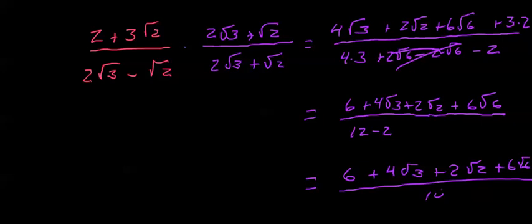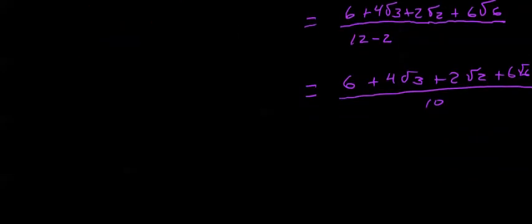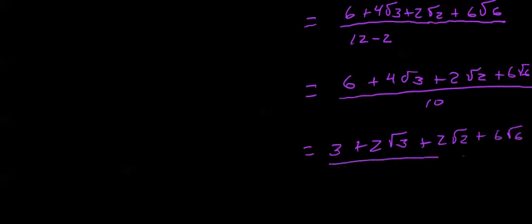And one last thing, I'm showing you each step separately. You can go a little bit faster. We can divide everything by 2, and we get 3 plus 2 radical 3 plus 2 radical 2 plus 6 radical 6 all over 5. If you have any term without a radical, put it in front. Otherwise, the order does not matter.